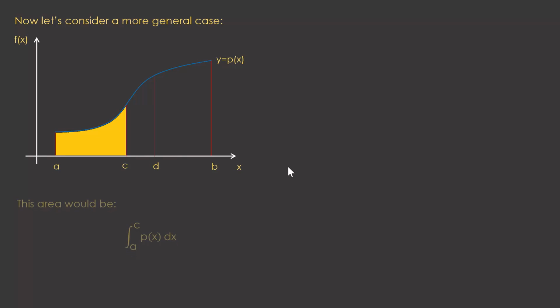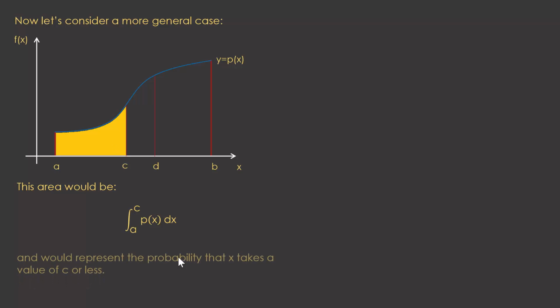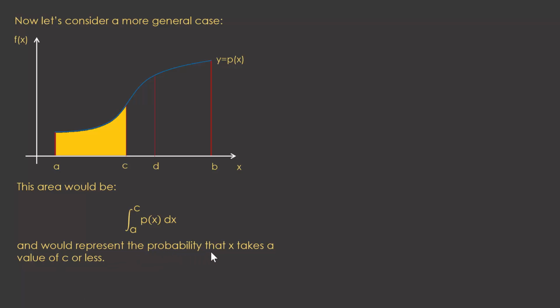Now let's consider a more general case, such as this. The area shown in the diagram will be the integral from a to c of p(x) dx. And this would represent the probability that x takes a value between a and c. But more importantly, when we're talking about the CDF, it represents the probability that x takes a value of c or less.